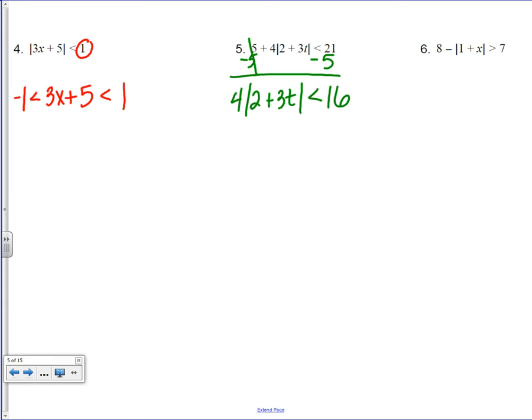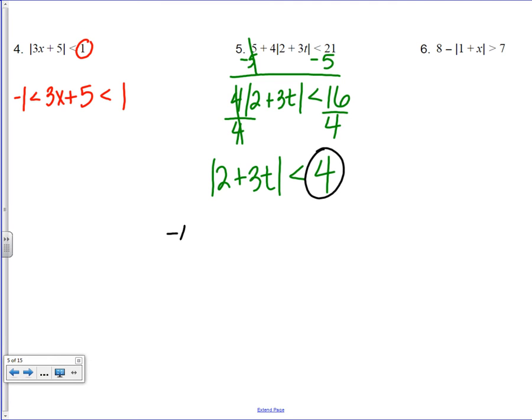Now the 4 is attached to the absolute value. It's being multiplied, so I am going to divide by 4. And I have the absolute value of 2 plus 3t is less than 4. And now my absolute value is isolated. So I am ready to set up my less than inequality. My critical number is 4. So I'll put the negative version on the left, what's inside the absolute value in the middle, and the positive version on the right.